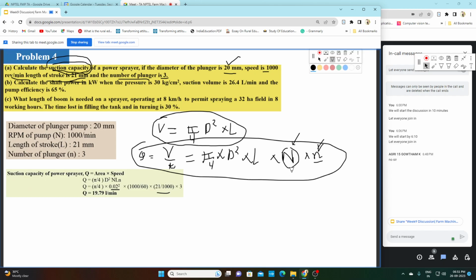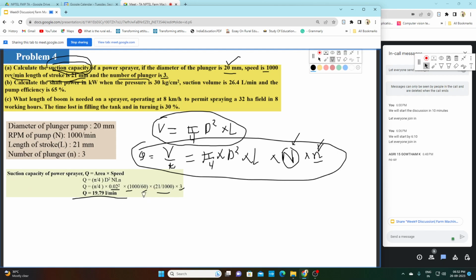Now we have to multiply it by capital N. Capital N is the RPM of the pump, given as 1000 revolutions per minute. Minute we have to convert to second, so 1000 divided by 60, because 1 minute equals 60 seconds. Now the number of plungers is 3. When you do this, you will get the suction capacity of the sprayer or of the pump.